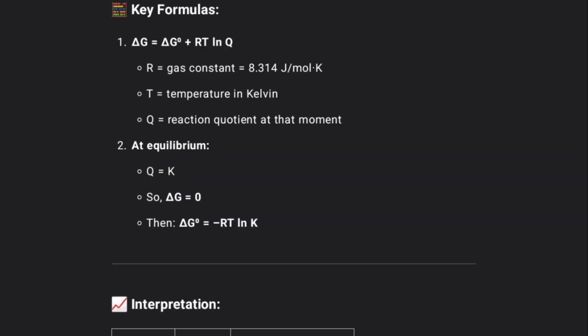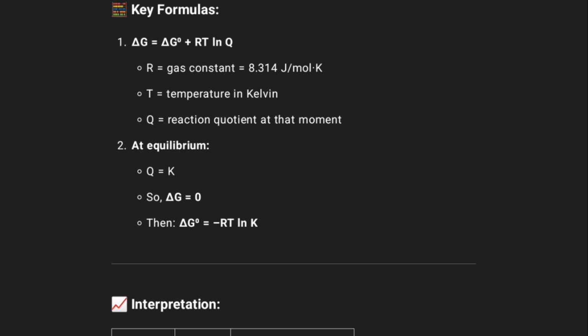Key formulas. One: delta G equals delta G naught plus RT ln Q, where R is the gas constant, 8.314 joules per mole per kelvin, T is the temperature in kelvin, and Q is the reaction quotient at that moment. Two: at equilibrium, Q equals K, so delta G equals 0, and delta G naught equals minus RT ln K.